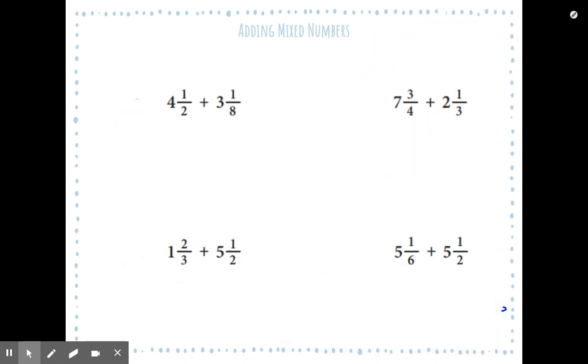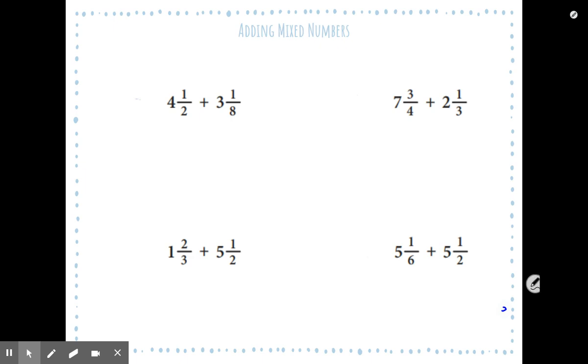Okay. All right, 4 1/2 plus 3 1/8. So I'm going to go ahead and change it to 9/2 plus 25/8. That ain't right. Do we have to change our mixed numbers to improper fractions to add and subtract them? Absolutely not. So don't do that. Don't make an extra step for yourself. Okay, that was my point of putting that in the notes earlier.